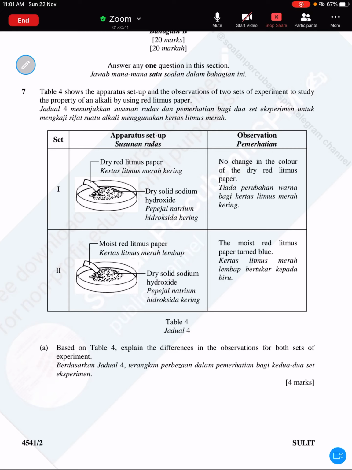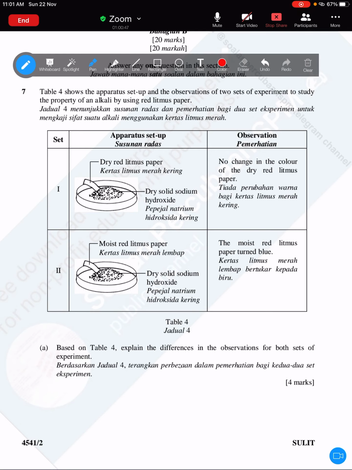Okay. Table 4 shows the apparatus setup and the observation of two sets of experiment to study the property of alkaline by using red litmus paper. Remember, guys, in order to show the properties of the acid or alkaline, water is compulsory, because water shows the properties of the alkaline or the acid.